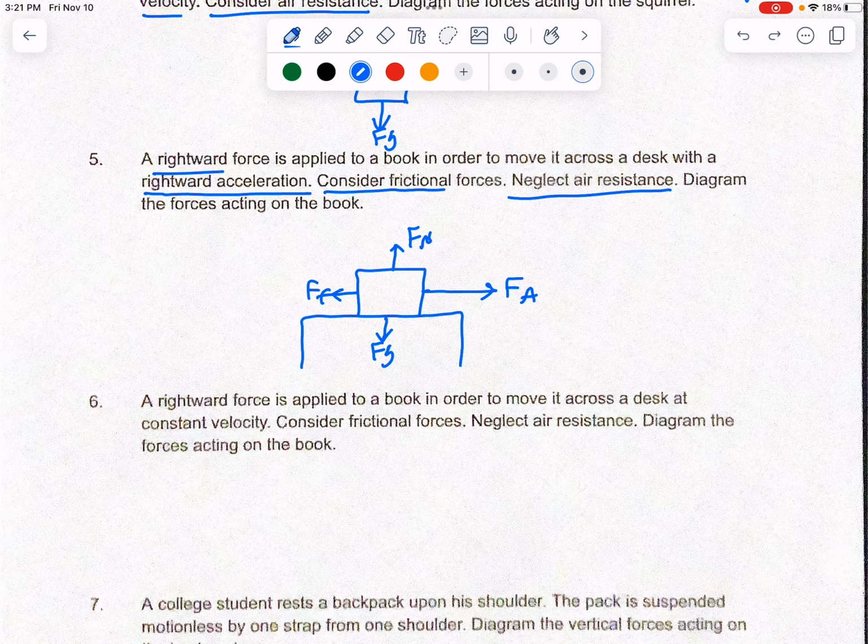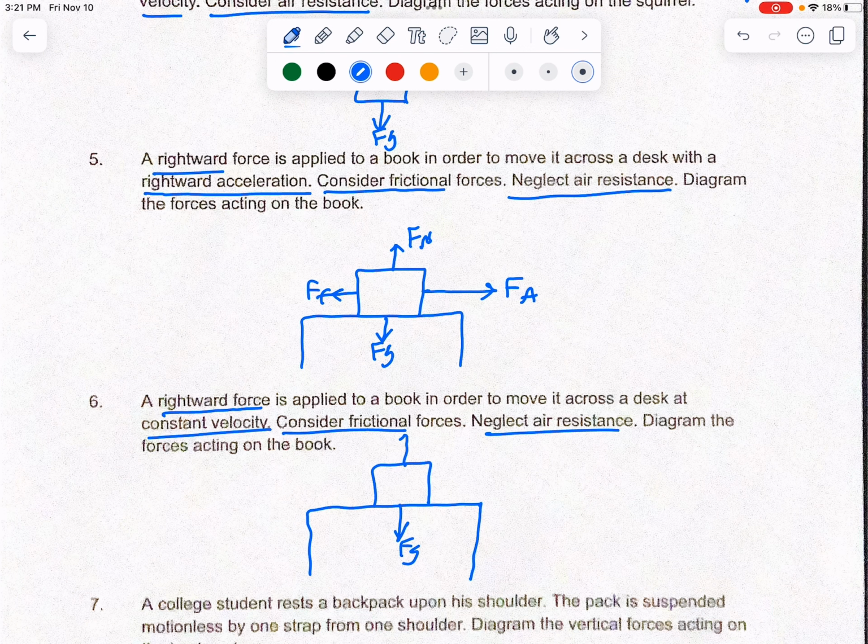Now this one, basically the same problem. Okay, a rightward force is applied to a book in order to move it across the desk at a constant velocity. So key there is constant velocity. Consider friction, so it's there. We're not going to worry about air resistance, so we're going to draw basically the same thing. So here's our book. FG is pulling it down. FN is pushing it back up. And you have your applied force, FA. Now, since it's a constant velocity, that means FA and FF are going to be equal. So everything is nice and balanced out, so you're good.